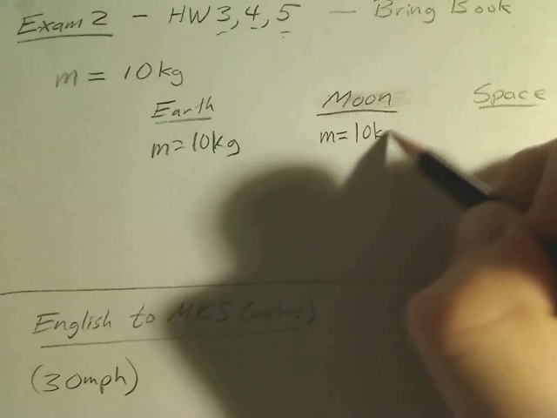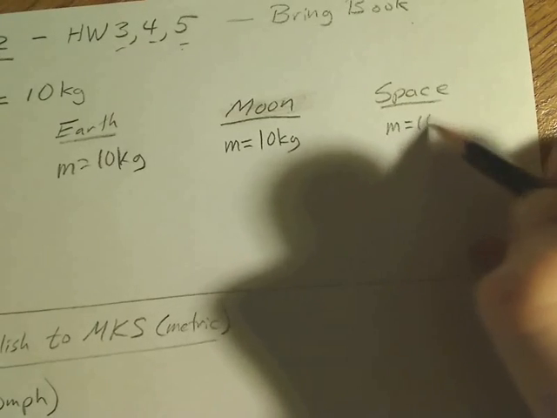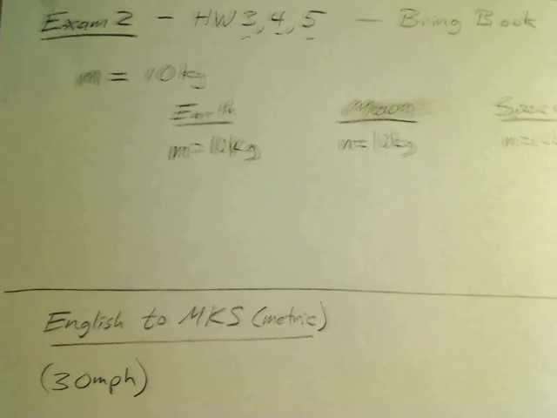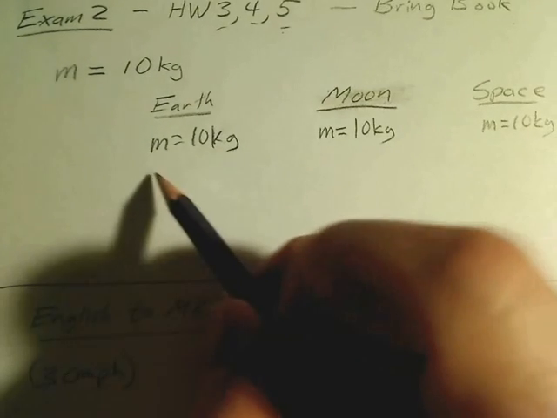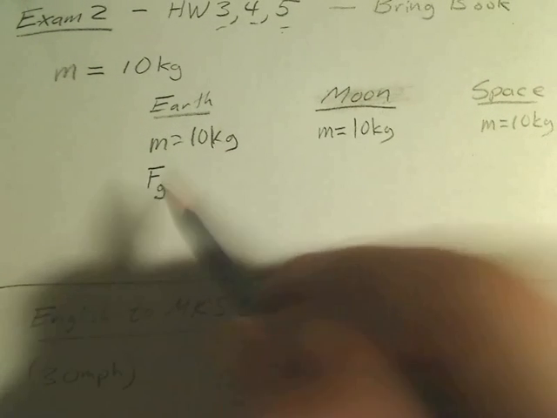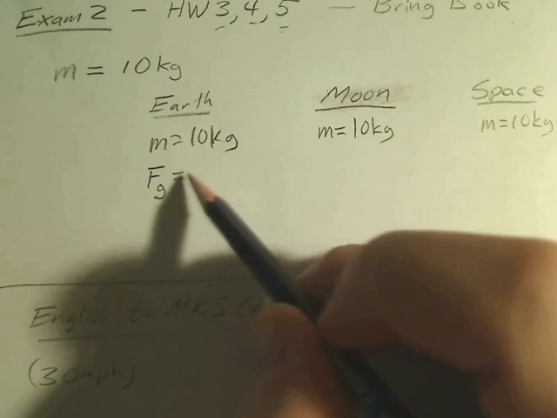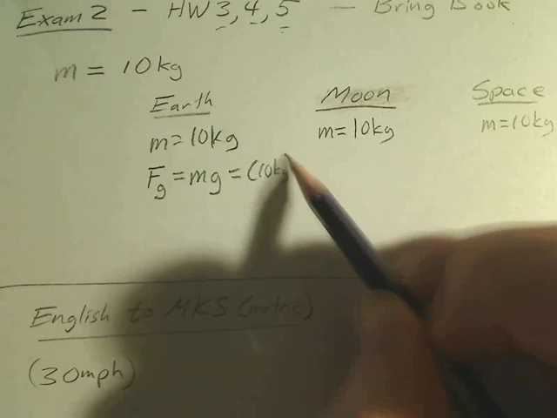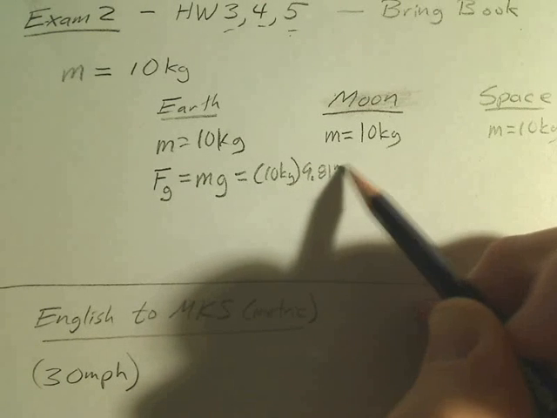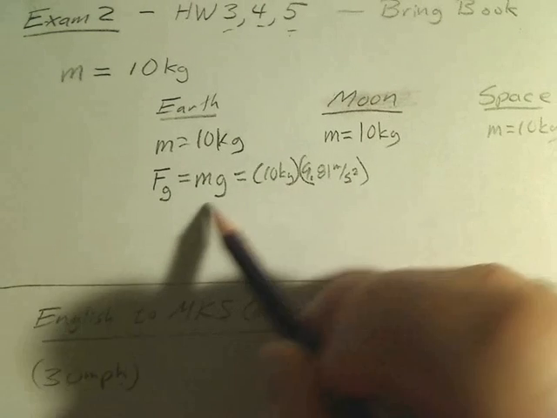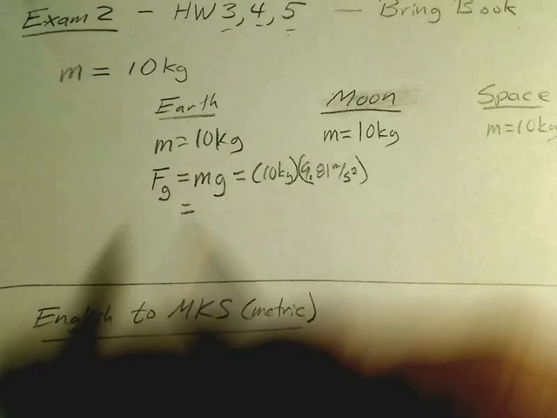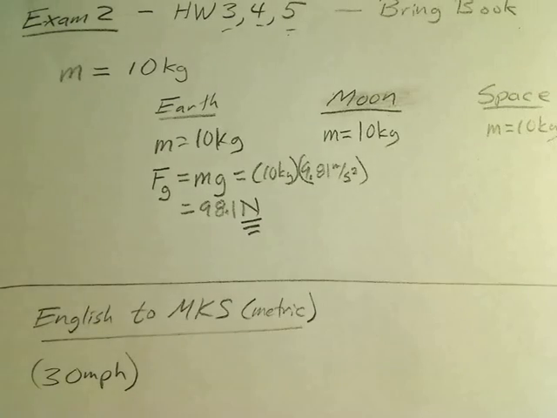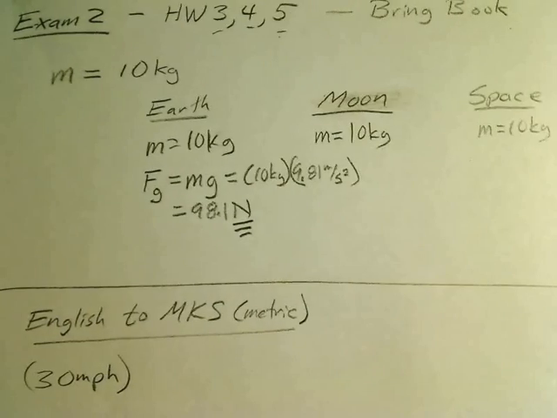On the moon, also 10 kilograms. In space, 10 kilograms as well. The thing that does change is the weight. The weight is also known as the force of gravity. So weight and force of gravity is the same thing. It's equal to mg. And in our case, it's equal to 10 kilograms times 9.81 meters per second squared. So you find out that the weight on the Earth is equal to 98.1 newtons, because newtons is the unit of force in the metric system.